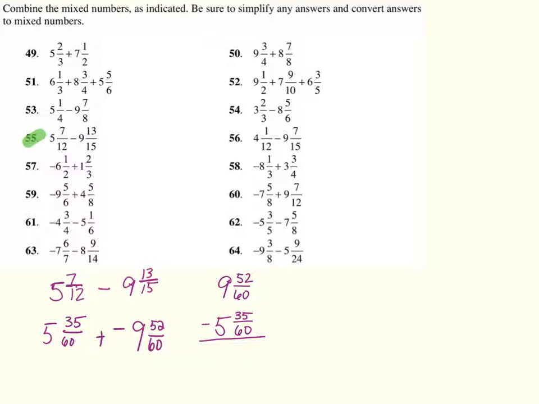So 9 minus 5 is 4. Subtract the numerators, and you get 17 over 60, but remember, it should be a negative. We have to make sure that we are remembering these negatives because we are forgetting, and our answer ends up being wrong just because we're forgetting. Okay, let's do one more problem.